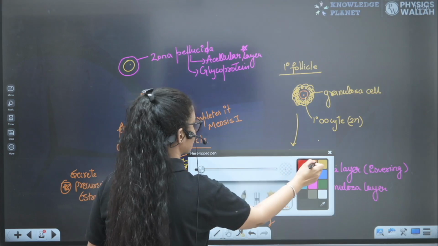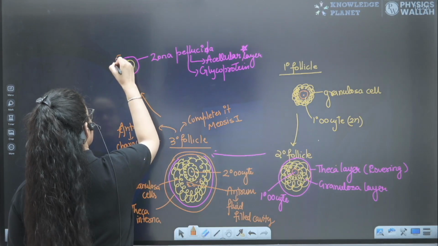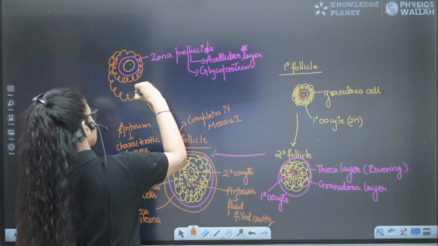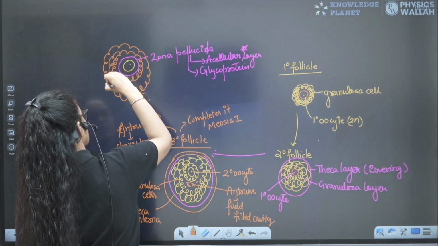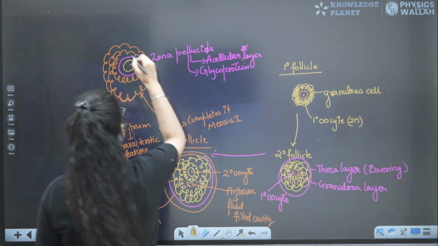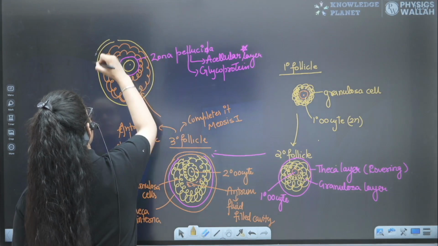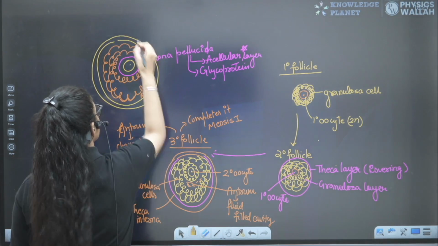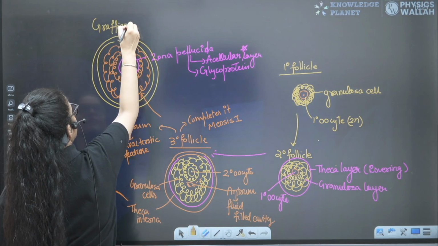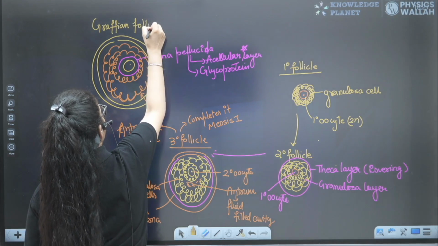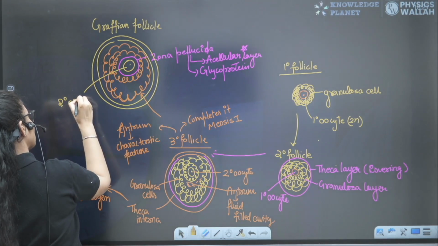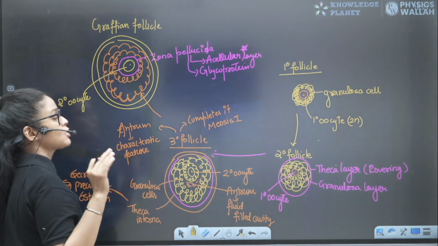So in the Graafian follicle stage, this is secreted. And obviously it is surrounded by the granulosa cells in the same way, having the antrum also, which was formed in the tertiary follicle stage. Plus they have the theca externa and theca interna, everything, right? And this is the Graafian follicle. This is how the Graafian or mature follicle looks, which is ready to release the secondary oocyte, which is arrested at the metaphase 2 stage, right?